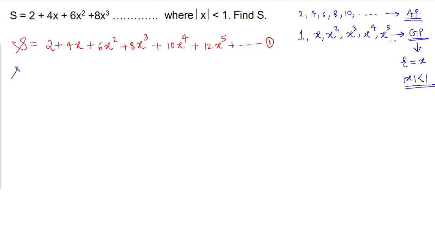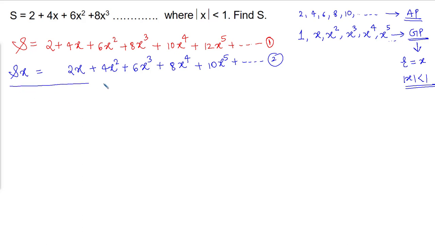On the left hand side it will be s into x. On the right hand side, 2 into x is 2x. We'll write x below x. 4 into x is 4x square. We'll write x square below x square. 6x square into x is 6x cube. 8x cube into x is 8x to the power 4. 10x to the power 4 into x is 10x to the power 5, and so on. Okay, this is our equation number 2.